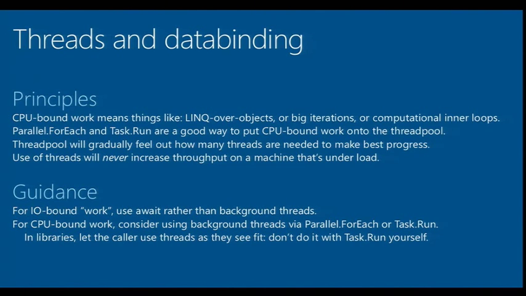The important thing is figure out if you're writing IO-bound or CPU-bound work. For IO-bound work, it's not really work, use await. Don't use background threads, just await. You can await task.whenAll, task.whenAny. If you do have CPU-bound work, things like LINQ over objects, big iterations, computational inner loops, that is when you're going to use parallel.forEach or task.run.